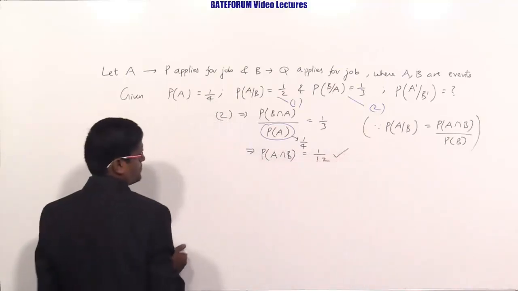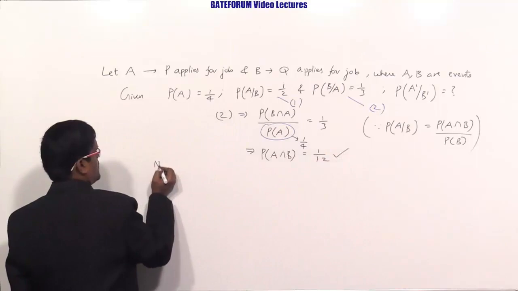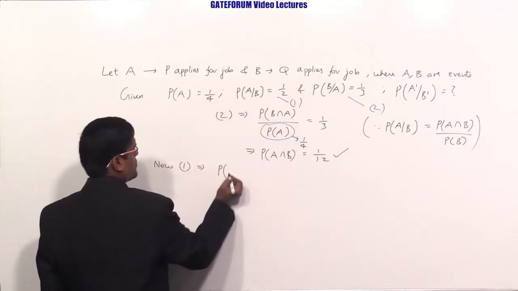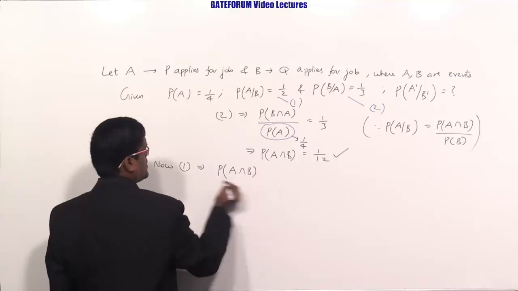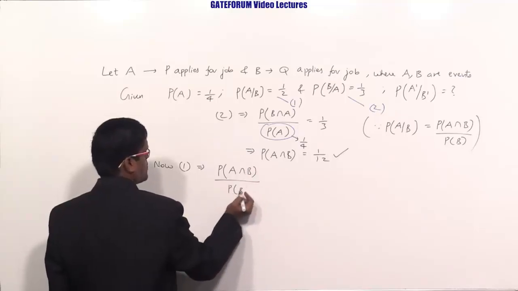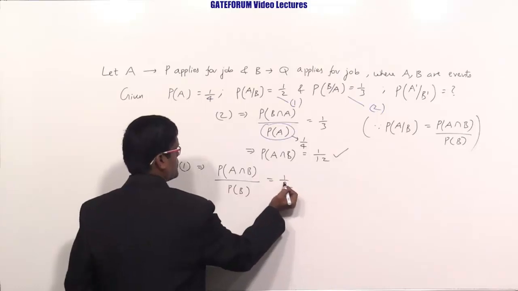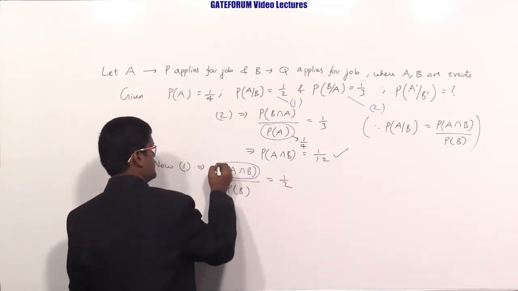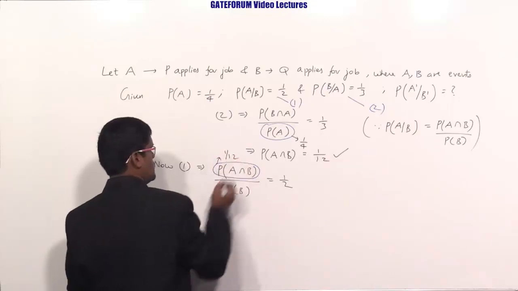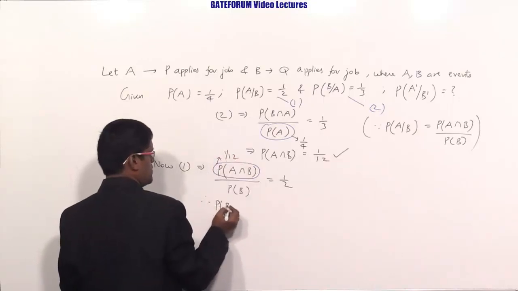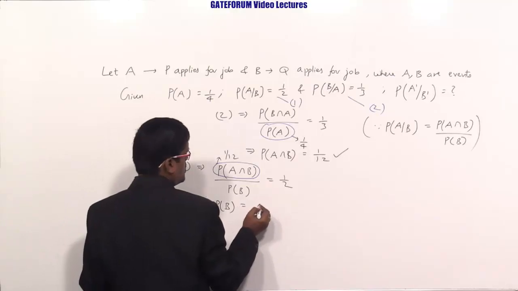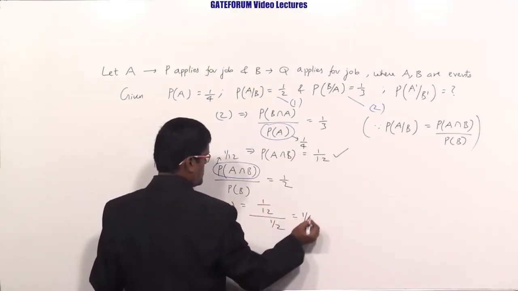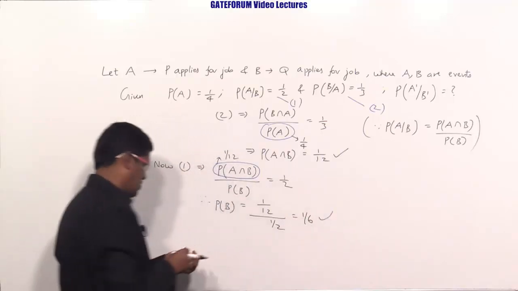Okay, next. Now 1 implies P of A by B means A intersection B divided by P of B is equal to already 1 by 2. This numerator just now we calculated 1 by 12. So therefore denominator simplifies to 1 by 12 divided by 1 by 2. That means 1 by 6. This is second step we got.